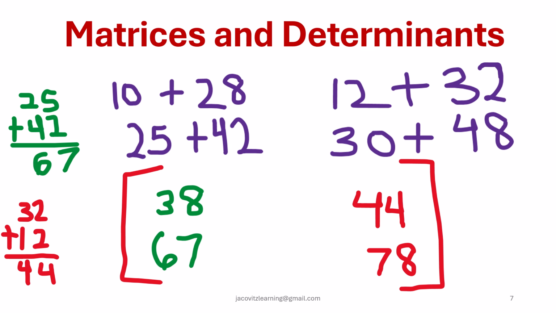So now you add these across, and this is 38. This across is 67. 12 and 32 is 44. It's here. 30 and 48 is 78. And now, here's the answer to your matrix. All of that work to get this little answer, but guess what? It's happening. It is happening. And there you go.